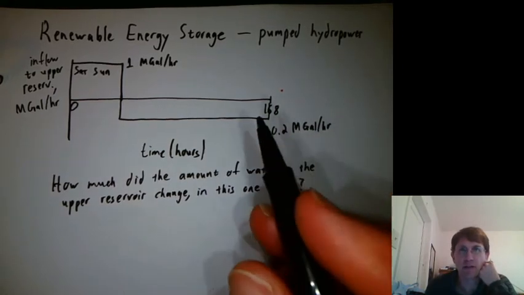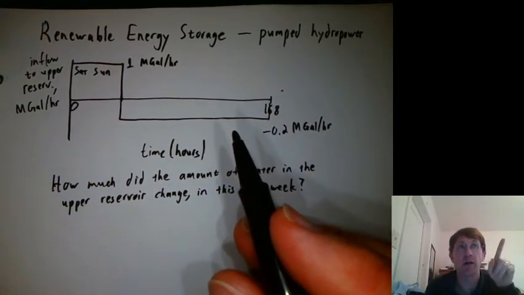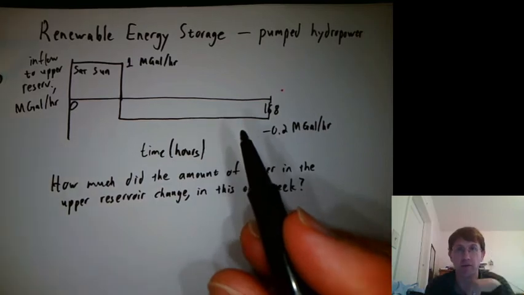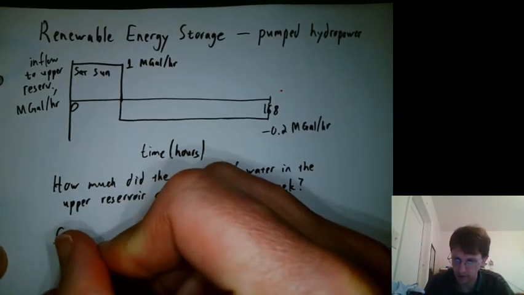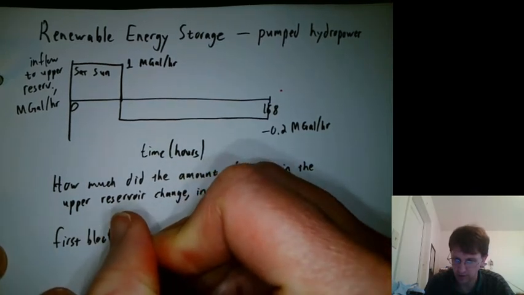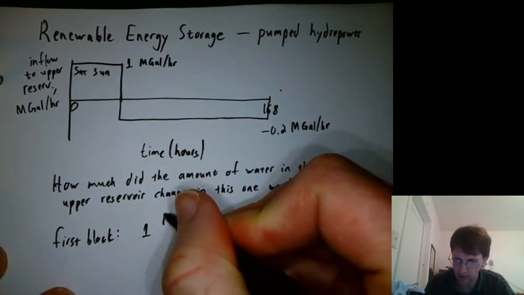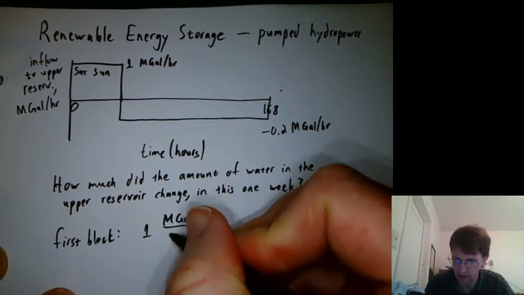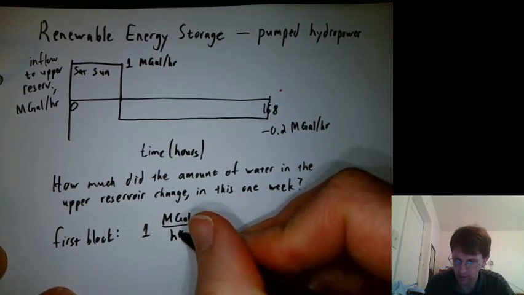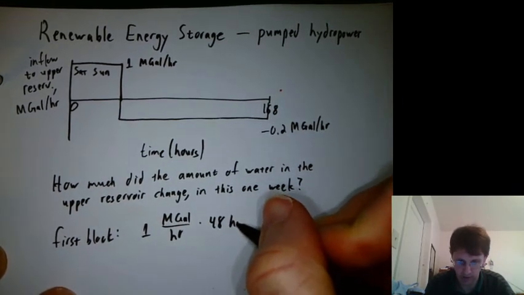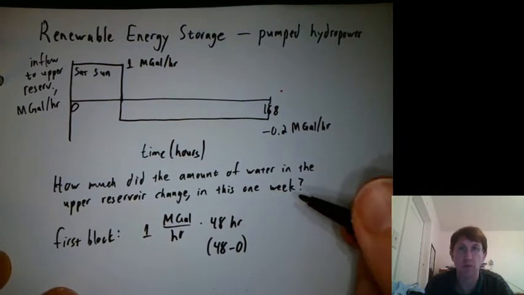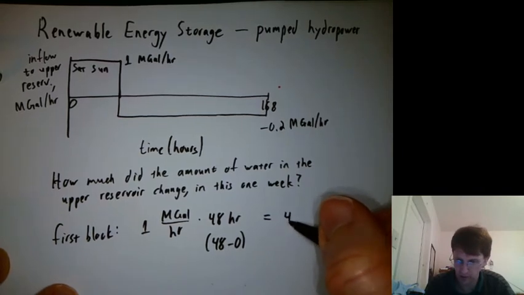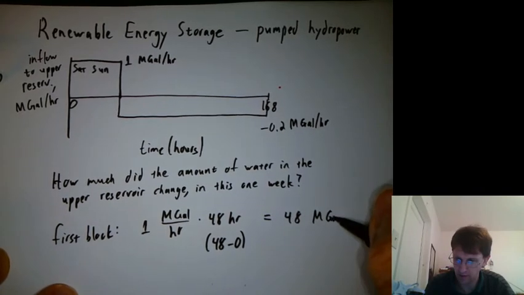So can we attack this the same way we did our miles per hour and miles driven problem? Well, we've got two blocks here. So the first block would say 1 million gallons per hour times 48 hours, which we could think of as 48 minus 0, gives you 48 million gallons.